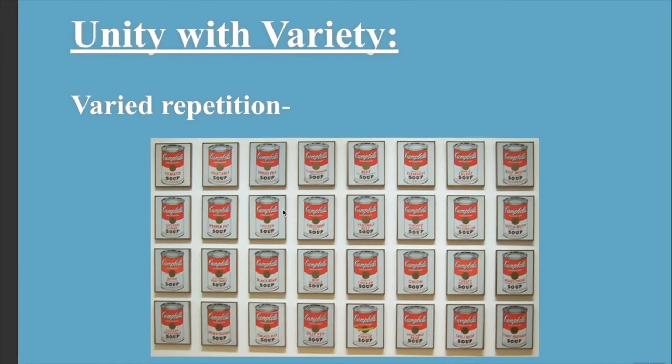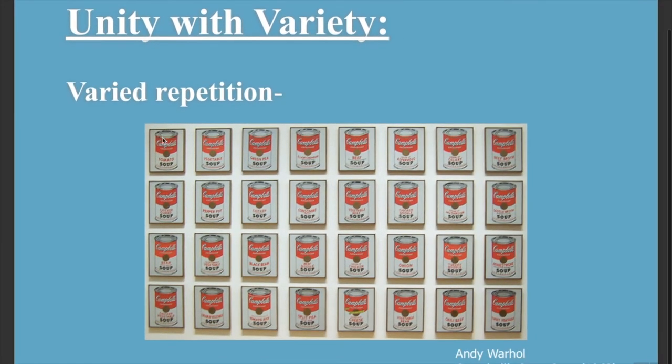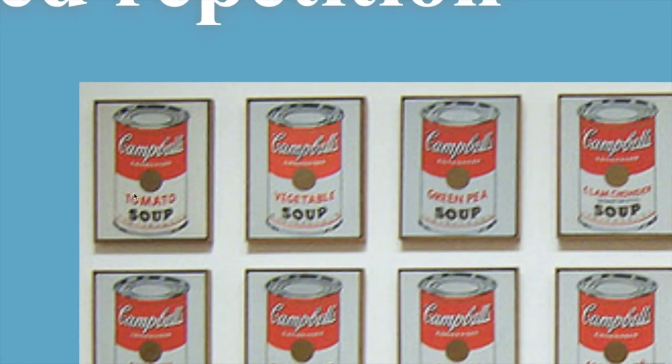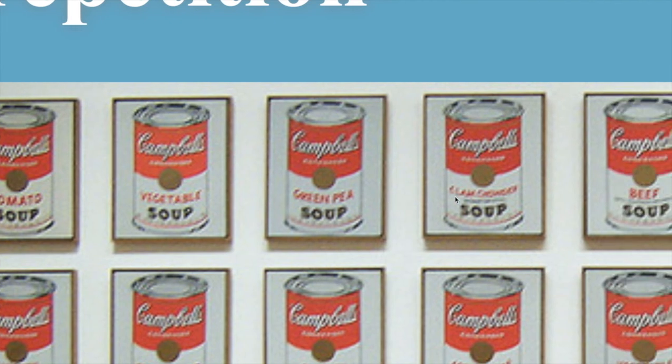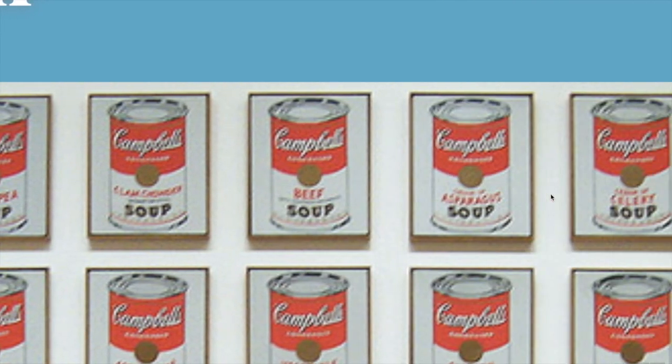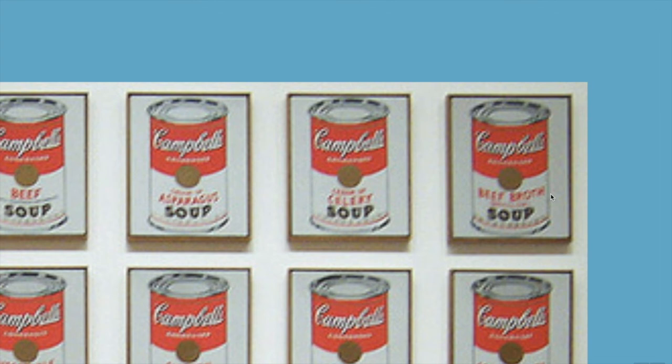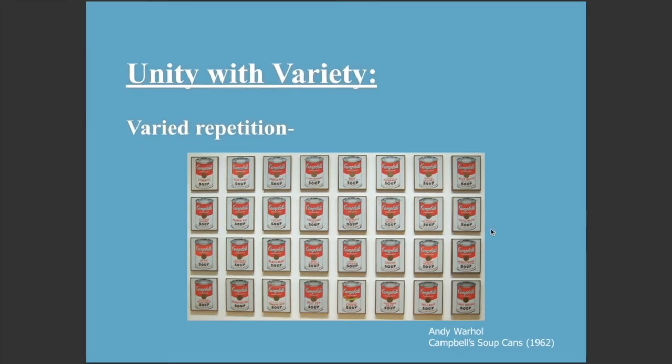Now let's look at this example. What's repeated is this design of the soup can. Okay, and what's different is the flavor. Okay, this is tomato, this is vegetable, this is green pea, clam chowder, beef, asparagus, celery, beef broth, okay, and on and on.